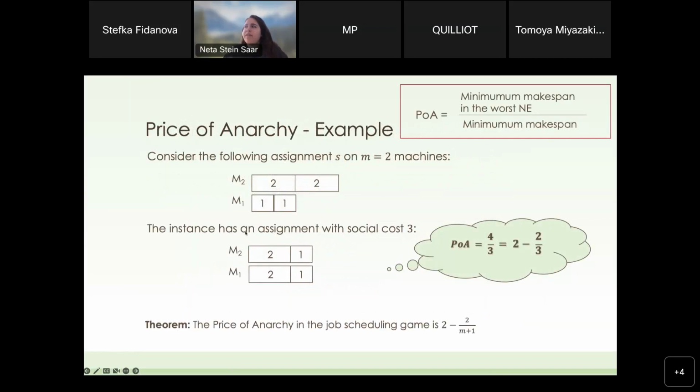So, for example, we have here on the upper image the worst schedule for this game, a game with 2 machines and these 4 jobs. The cost in this game is 4 because it's the load on the most loaded machine. And on the lower one, we have the optimal schedule with the cost of 3. Okay, so the price of anarchy of this schedule is 4/3, which is also a tight bound for the price of anarchy in job scheduling games. This is a well-known bound.